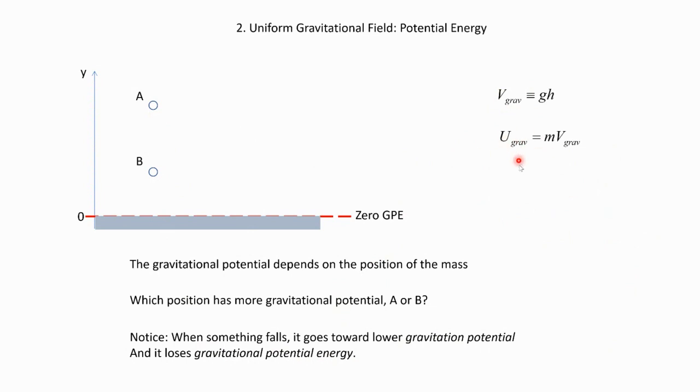Oh, by the way, here it is. Yes, potential energy is m times the electric or gravitational potential. So let's now do that with the electric field. So that was gravitational potential energy. Let's talk about electric potential energy now.